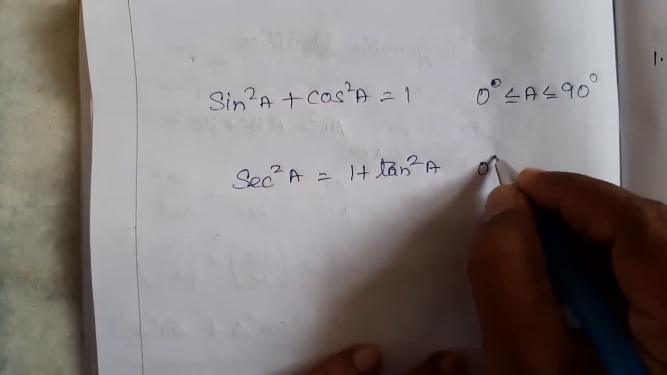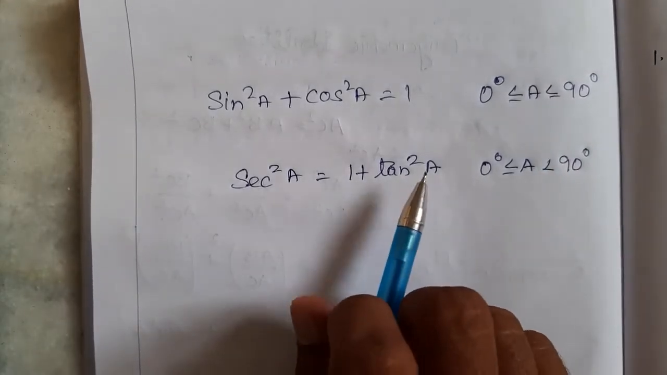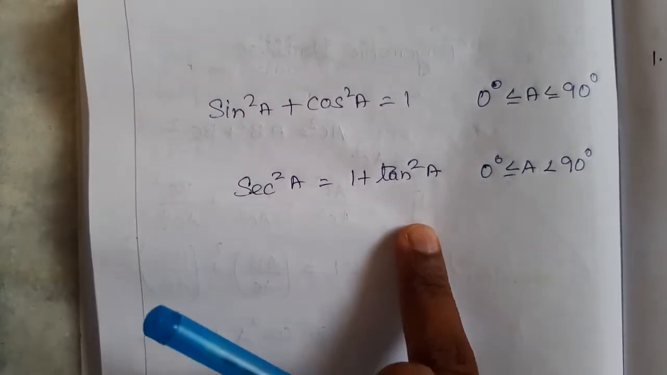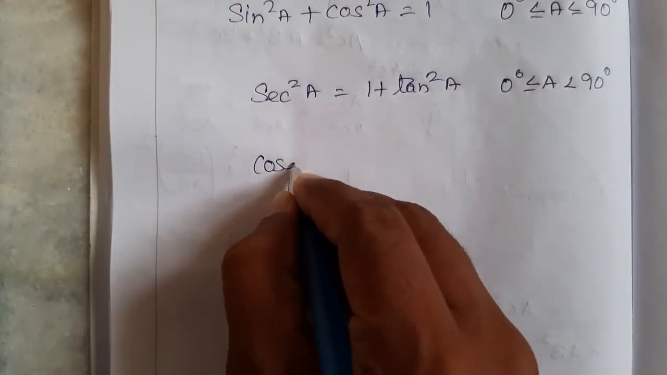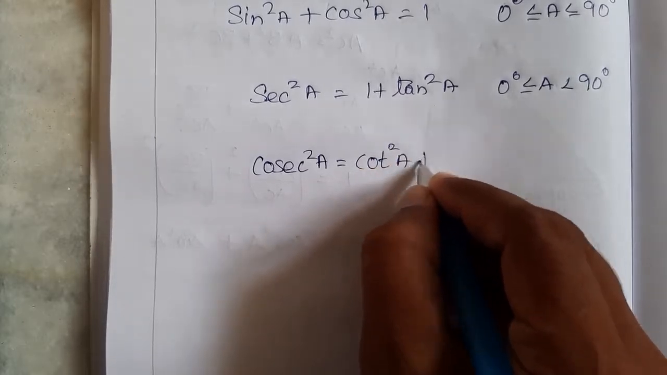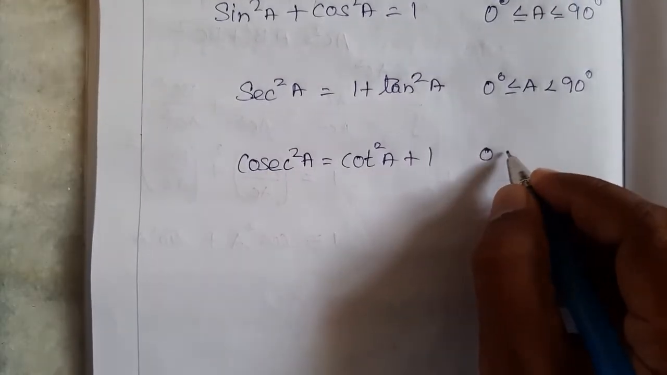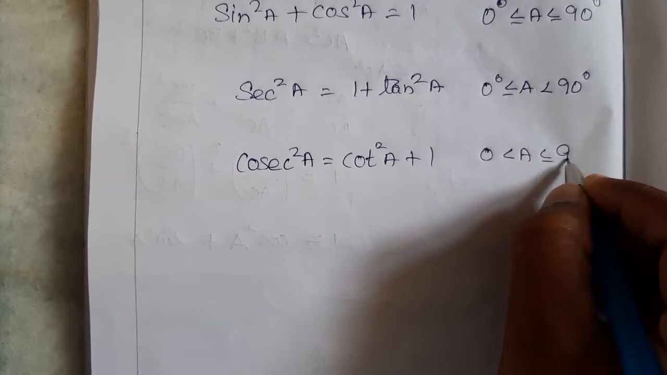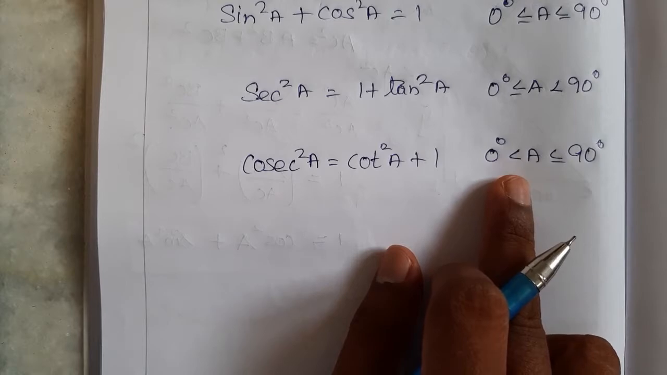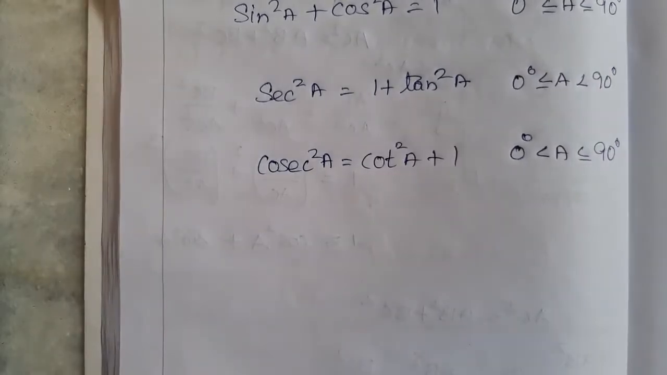So here 0 degree is less than or equal to A, but strictly less than 90 degree, since tan 90 is undefined. We already know that tan 90 is undefined, so we cannot apply it here. And the third one we got is cosec square A is equal to cot square A plus 1. Here cot 0 is undefined, right? So 0 degree is not included here, since A is strictly greater than 0. Maybe start from 1 degree, but 0 is not included since cot 0 is undefined.